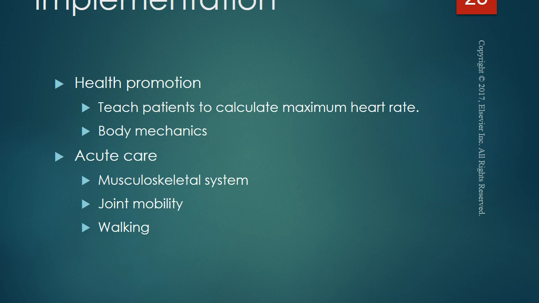In acute care, you want to encourage patients who are hospitalized to do stretching and isometric exercises, active range of motion, low intensity walking, and all of this is going to depend on their condition. When patients cannot participate in active range of motion, maintain joint mobility and prevent contractures by implementing passive range of motion in the plan of care. Help maintain the musculoskeletal system during acute care by encouraging the use of stretching and isometric exercises.